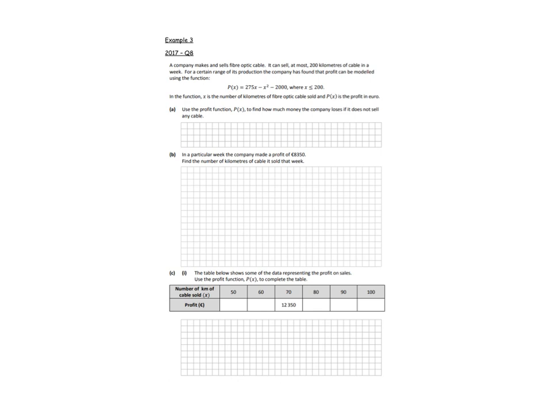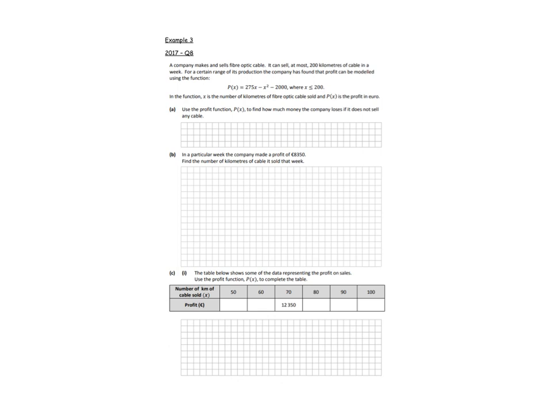Example 3 then is from 2017, and it is question number 8. Here it says a company makes and sells fiber optic cable. It can sell at most 200 kilometers of cable in a week. For a certain range of its production, the company has found that profit can be modeled using the function P of x is equal to 275x minus x squared minus 2000, where x is less than or equal to 200. In the function, x is the number of kilometers of fiber optic cable sold, and P of x is the profit.